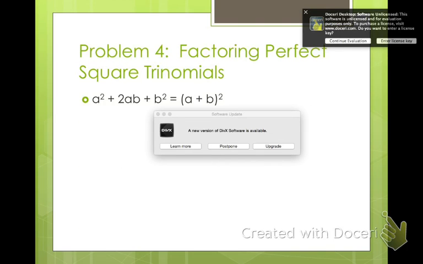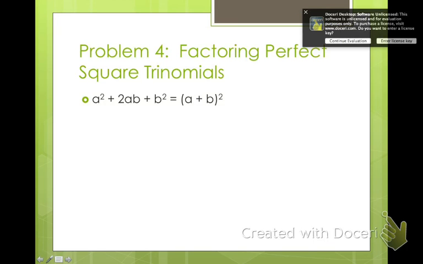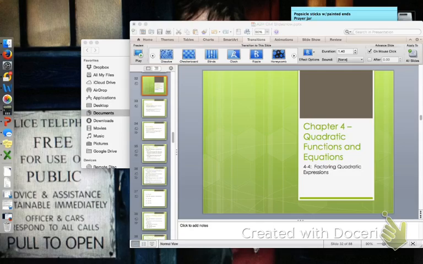And then these are just some examples of some perfect square trinomials. Just some things to help you out. I don't know why all of a sudden I got so many pop-ups.